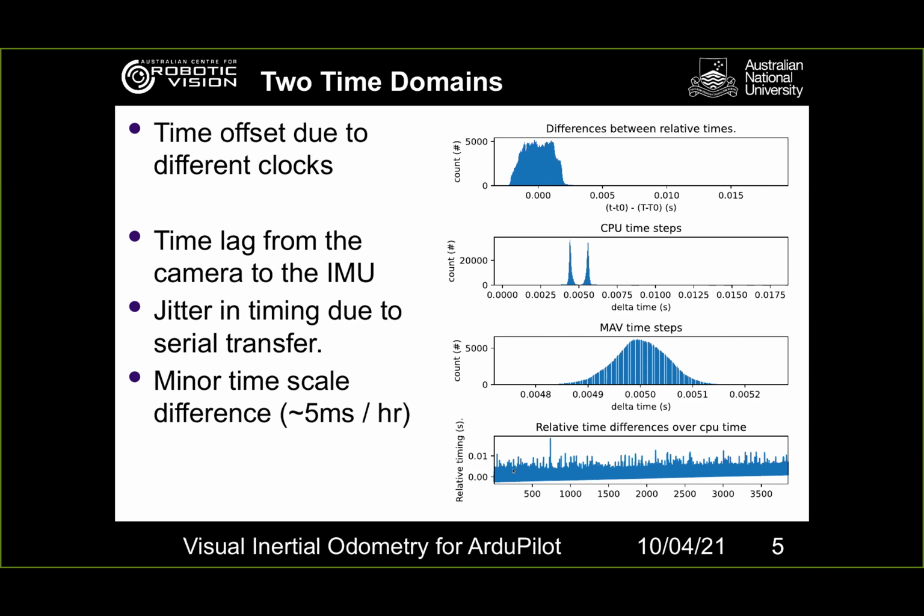For the time scale on which we're flying of a few minutes, this doesn't matter that much. We're talking about 5 milliseconds over an hour of on time. That's this slope in the bottom graph. But of course, if you wanted to do visual inertial odometry for 10 hours or a whole day or something, you would have to realize that by 10 hours, you're going to have a 50 millisecond time shift purely from the difference in time scale between the Raspberry Pi and the MAV.